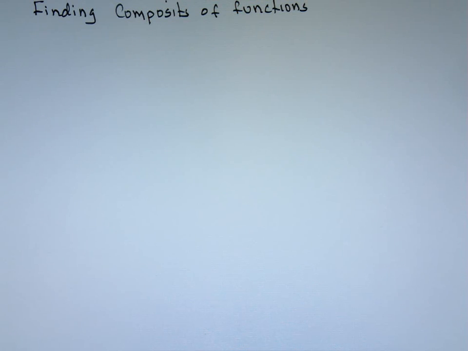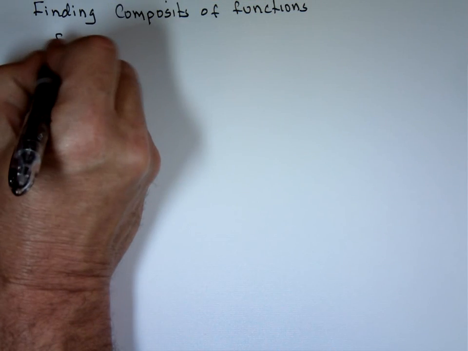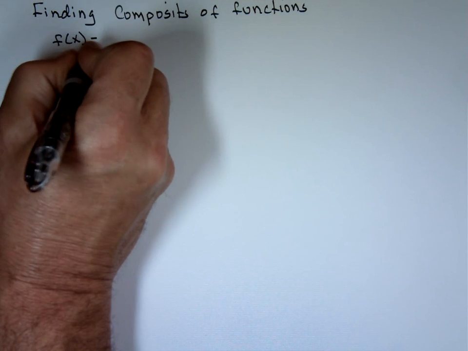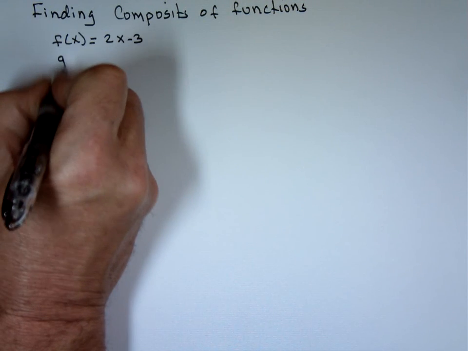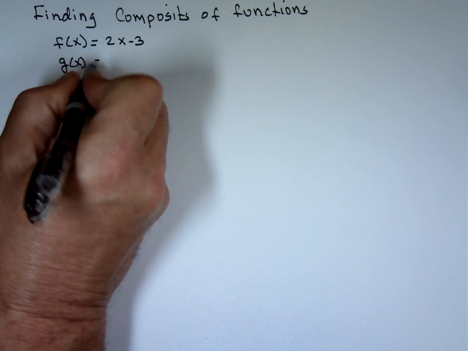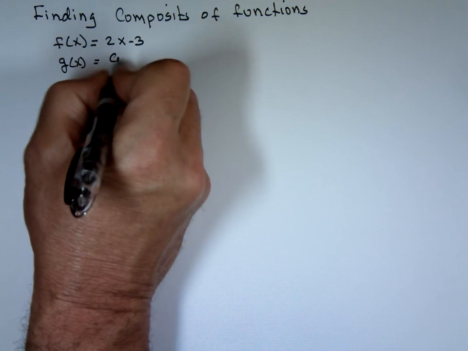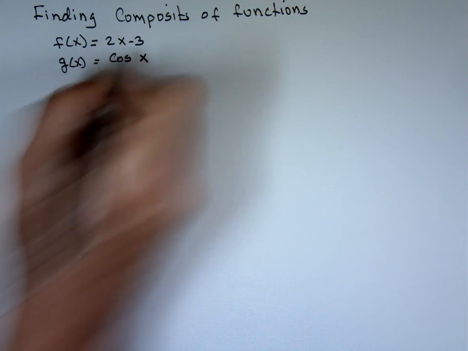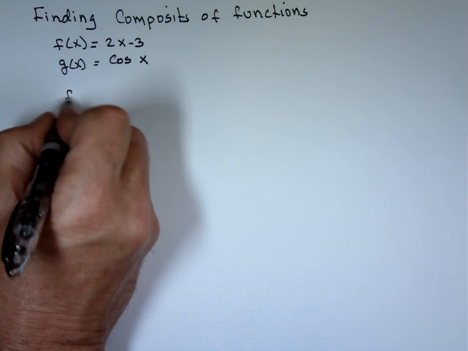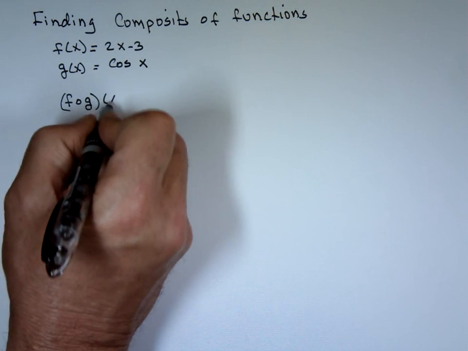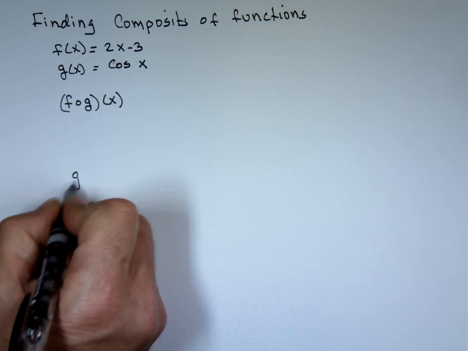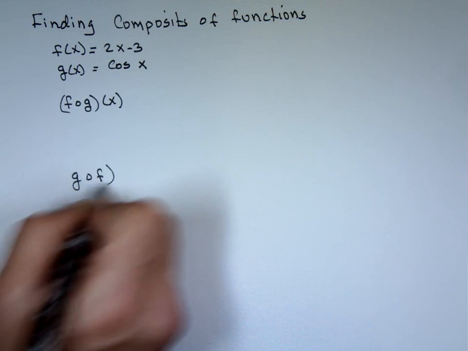Let's take f of x and let's assume f of x equals 2x minus 3. And let's assume g of x equals, I don't know, cosine x. Can you tell me the f of g of x, f composite g of x? And can you tell me the g of f, or g composite f of x? I call them fog and gof.